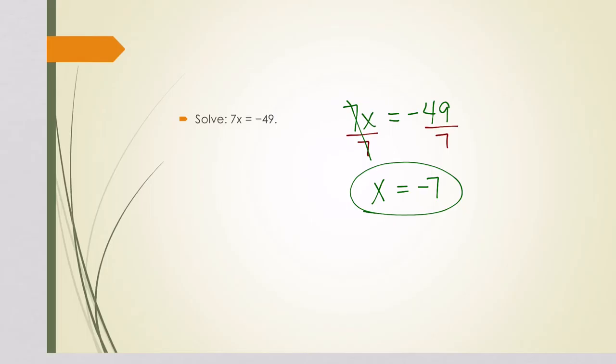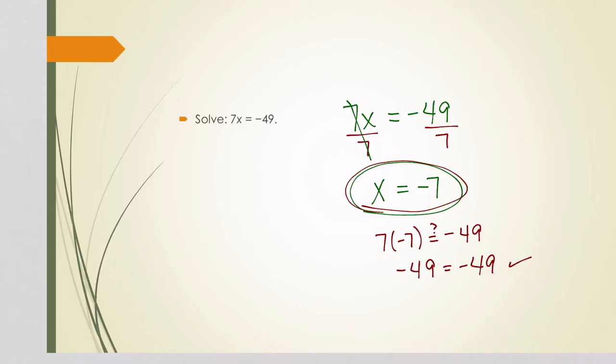Can you check your work with these? Absolutely. So we're going to do 7 times negative 7. Does that equal negative 49? 7 times negative 7, signs are different, so we know that's going to be a negative number. So that is a correct answer. We know that x equals negative 7 is the solution.